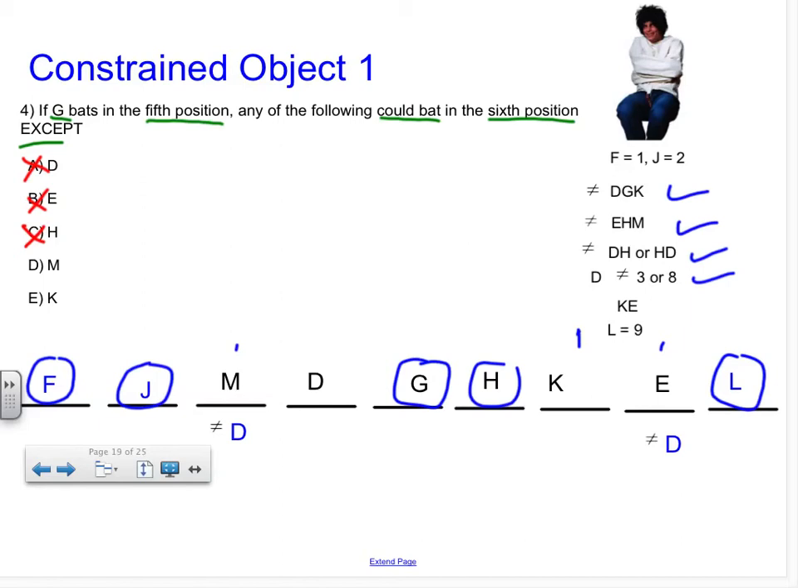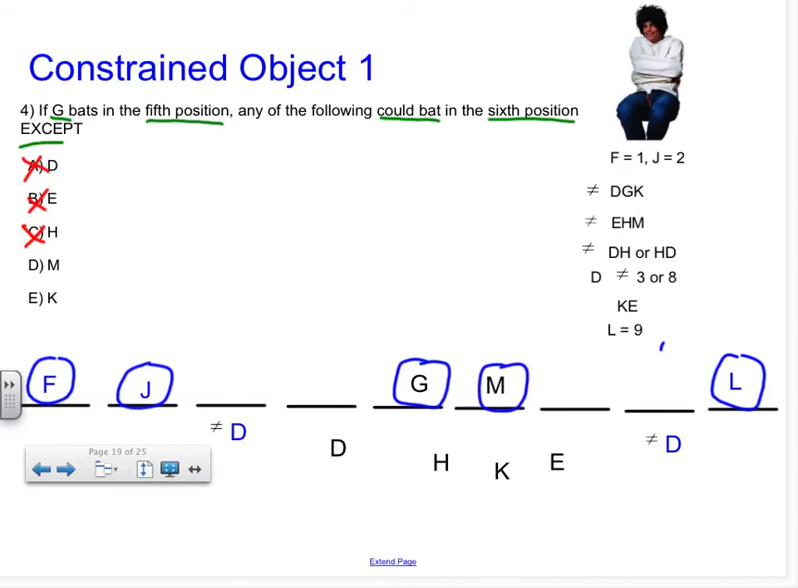M, let's see if it works in the 6th position. It's sometimes good to see a question being worked out live because it gives you the thought processes on how to work through it. So M is in the 6th position, so this will be our constrained object, and we have to see if this could work. So D can only be in 4 or 7. Let's try it right here in 4.